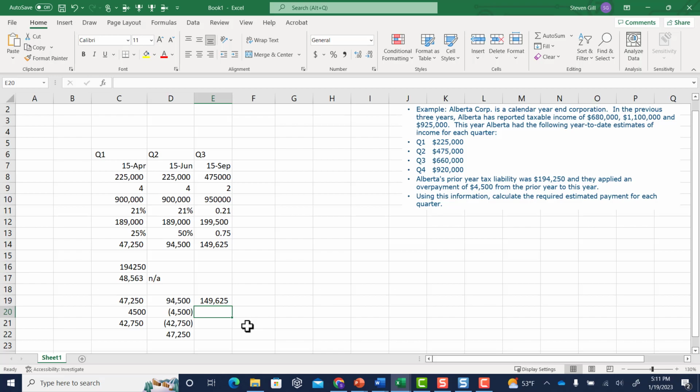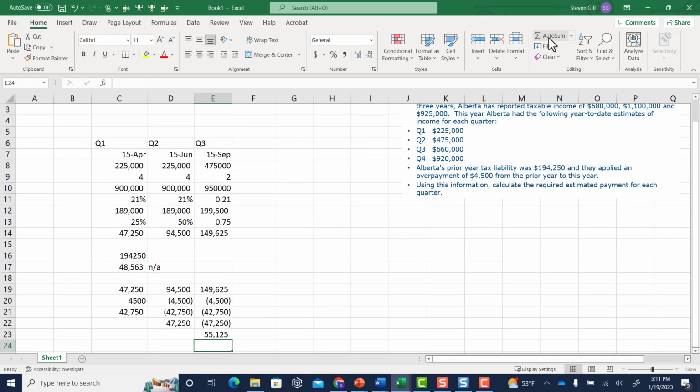How much have I already paid? Well, I've already paid that. I've already paid that. And I've already paid that. So how much do I actually owe? $55,125. So my third quarter payment is going to be $55,125. Now let's march on. We're marching through time and we're up to Q4. My Q4 payment is due 12/15.